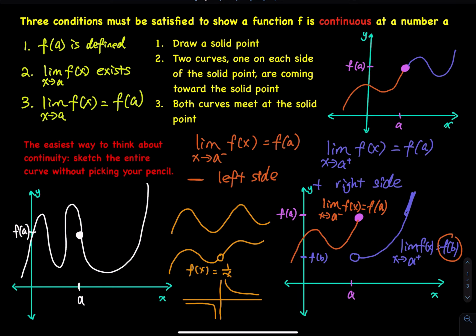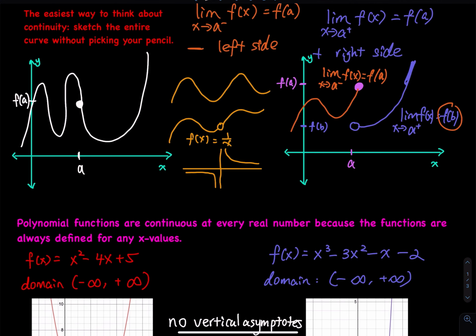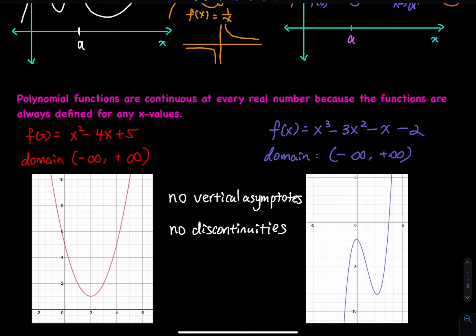Alright, so let me give you a few more pieces of information before we conclude this video. The next information that I want to show you is that polynomial functions are always continuous at every real number, because the functions are always defined for any x value. I have two polynomials for you. The first one is in red: f of x equals x squared minus 4x plus 5. That is a quadratic function, so we have a parabola. And the domain of the parabola is all real numbers, right?